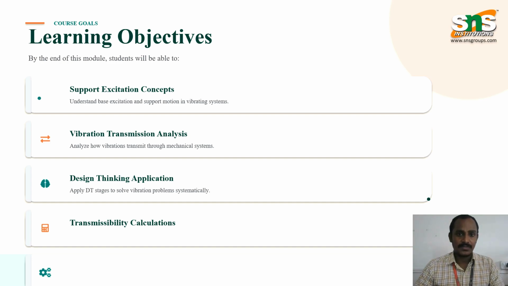By the end of this lesson, you should be able to understand the fundamental concept of support excitation and base motions. We will learn how vibrations are transmitted through mechanical systems and how engineers quantify this transmission using the transmissibility ratio. We will also apply design thinking principles to solve vibration related challenges systematically. Finally, you will perform transmissibility calculations that are crucial in designing vibration isolation systems used in the aerospace and automotive industry.